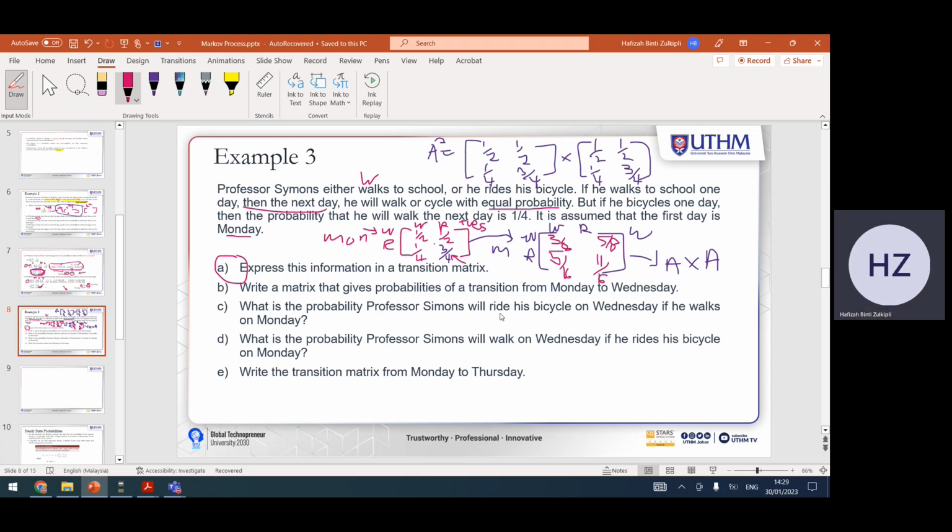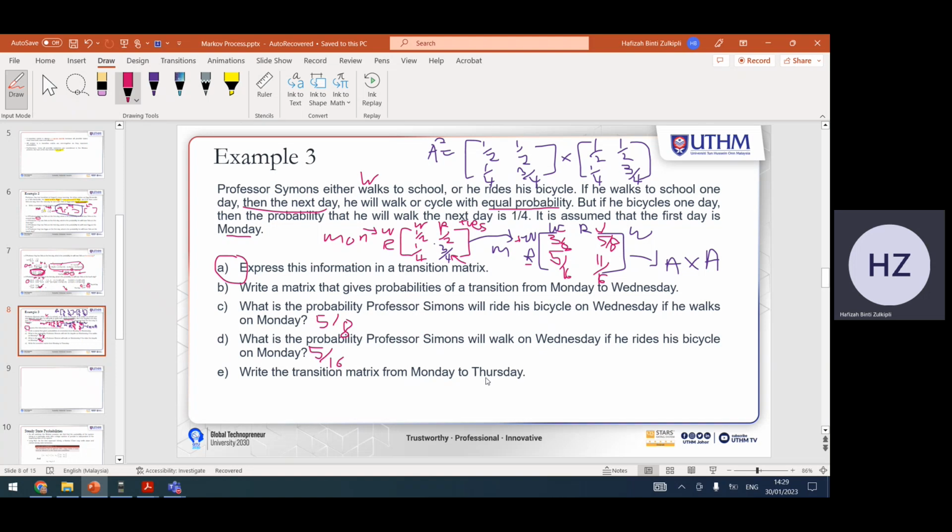What is the probability Simon will ride a bicycle on Wednesday if he walks on Monday? So Monday he walks, Wednesday he rides a bicycle. So the probability is 5 over 8. What is the probability Simon walks on Wednesday if he rides his bicycle on Monday? So ride bicycle, walk on Wednesday. So it's 5 over 16.